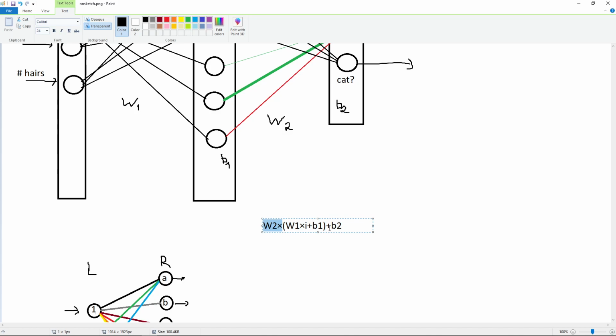But as it turns out, I can expand this, so I can distribute the multiplication by W2 over the W1 times the input and over B1. And if we do the maths, this is equivalent to multiplying some matrix W with the input and then summing some other vector.